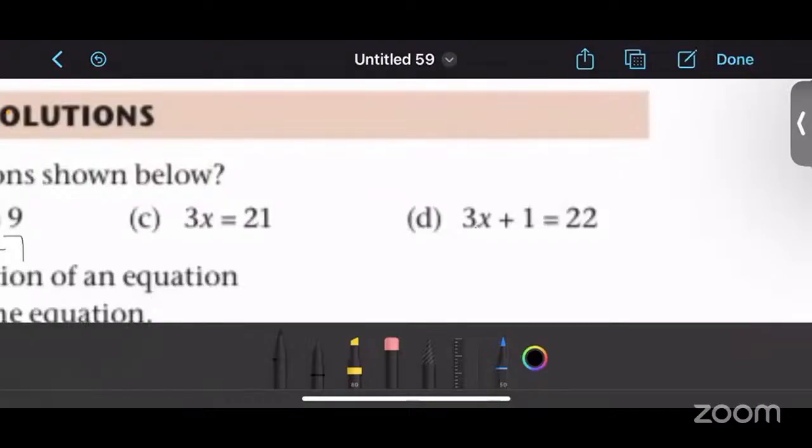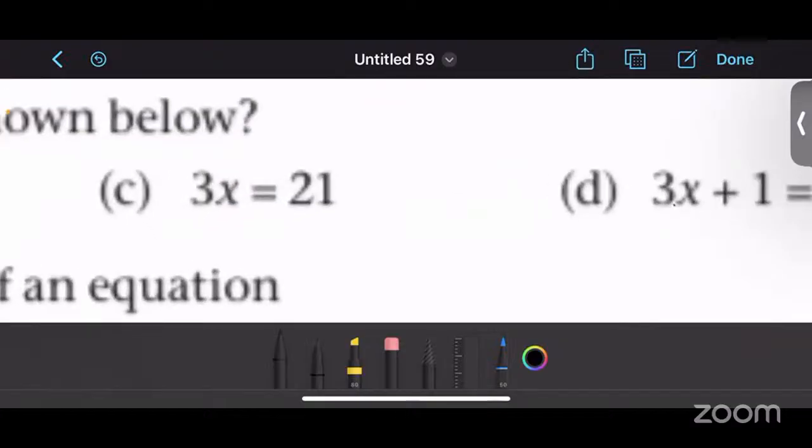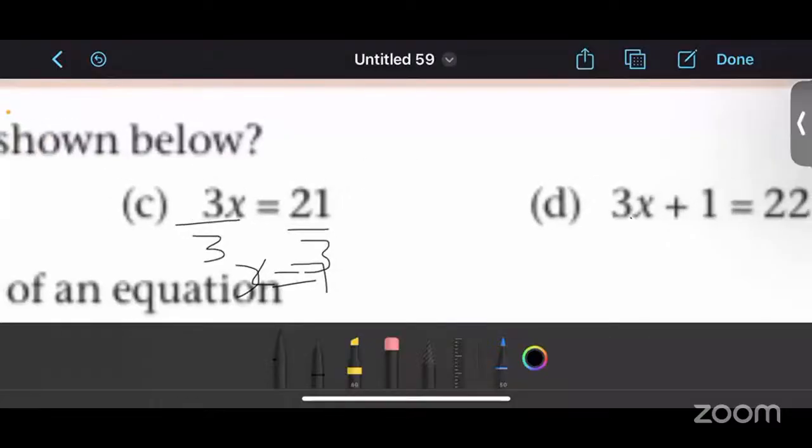3x is equal to 21. Okay, ma'am. You're going to say 3x equals 21, right? Then you're going to say 3x divided by 3, 21 divided by 3. Therefore, x equals 7. X is equal to 7. Perfect. So you're going to divide.